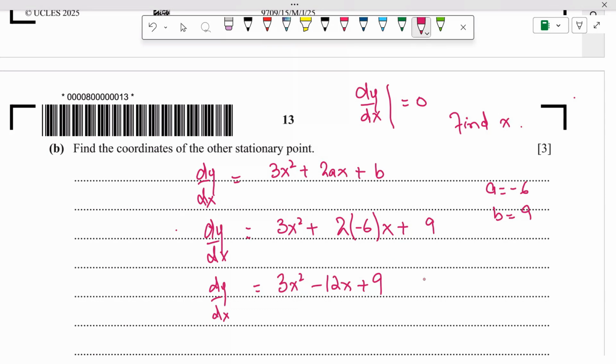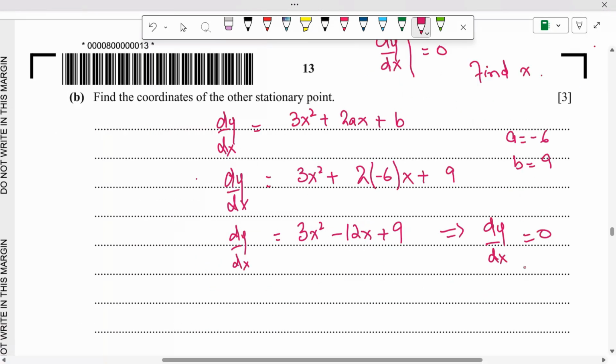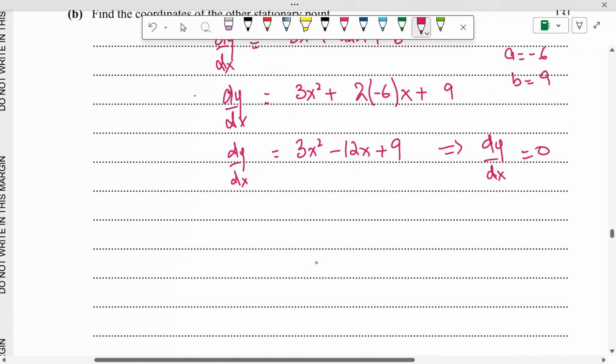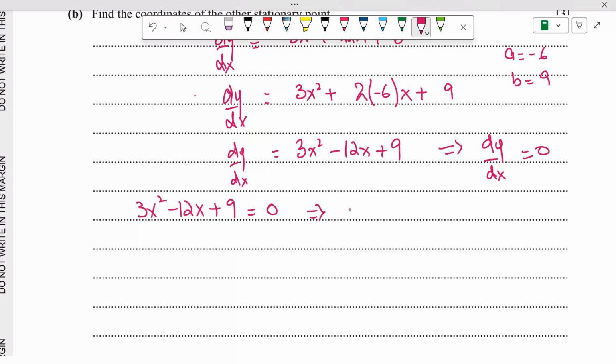We will equate dy over dx with 0 to find the stationary point. So 3x square minus 12x plus 9 equal to 0. Further solving, taking 3 common, we will have x square minus 4x plus 3 equal to 0, and we will have a quadratic equation which is x square minus 4x plus 3 equals to 0.